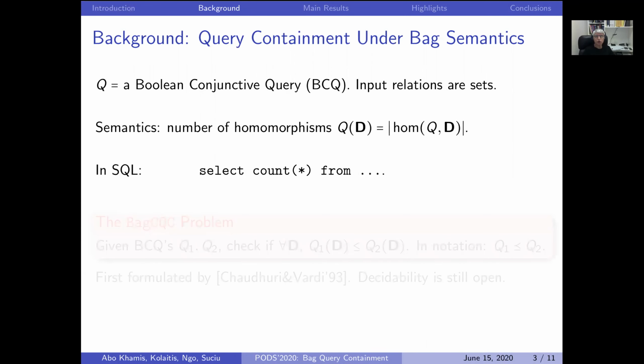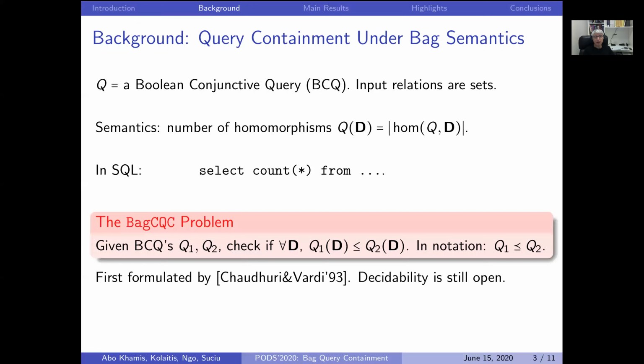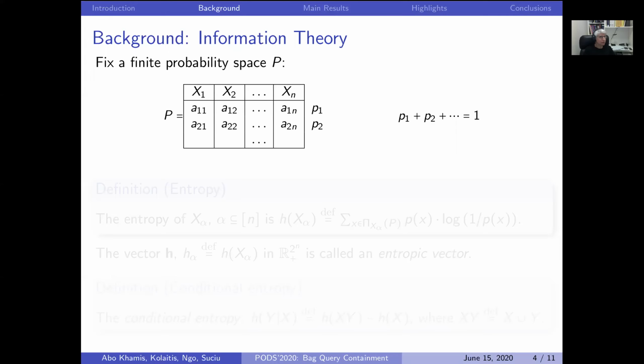So let me start with a quick background on query containment under bag semantics. We fix a Boolean conjunctive query. The inputs will be relations that are sets. However, the answer to Q will be interpreted as a bag. Instead of being just true or false, we count the number of homomorphisms from Q into a given database D. In SQL, this can be represented as a select count star query. And we are interested in the bag containment problem, which was formulated by Chaudhuri and Vardi in 1993. Given two Boolean conjunctive queries, Q1 and Q2, check if for any database, the number of homomorphisms from Q1 to D is less than or equal to that from Q2 into D. And as I mentioned, this problem has been open for many years.